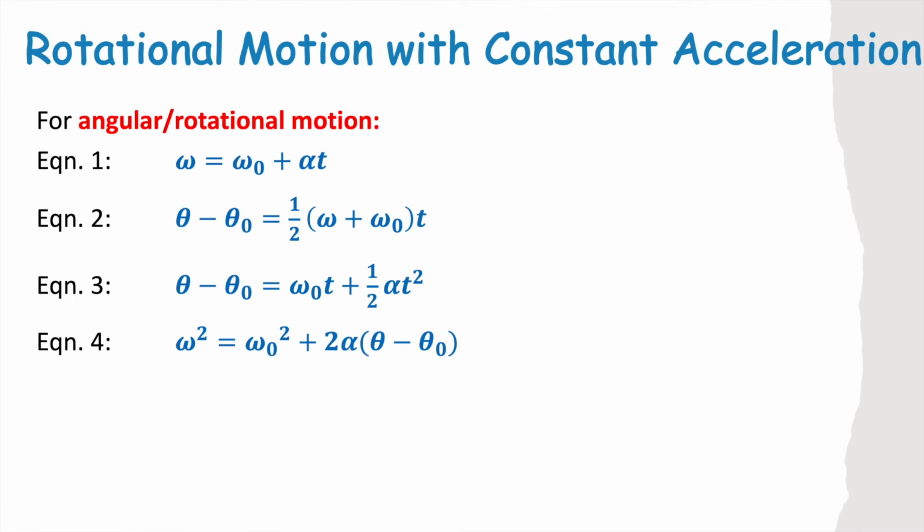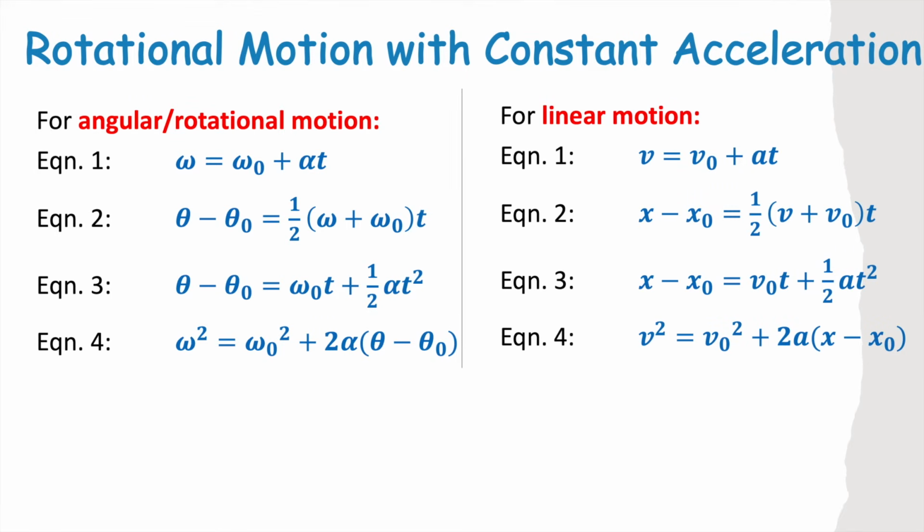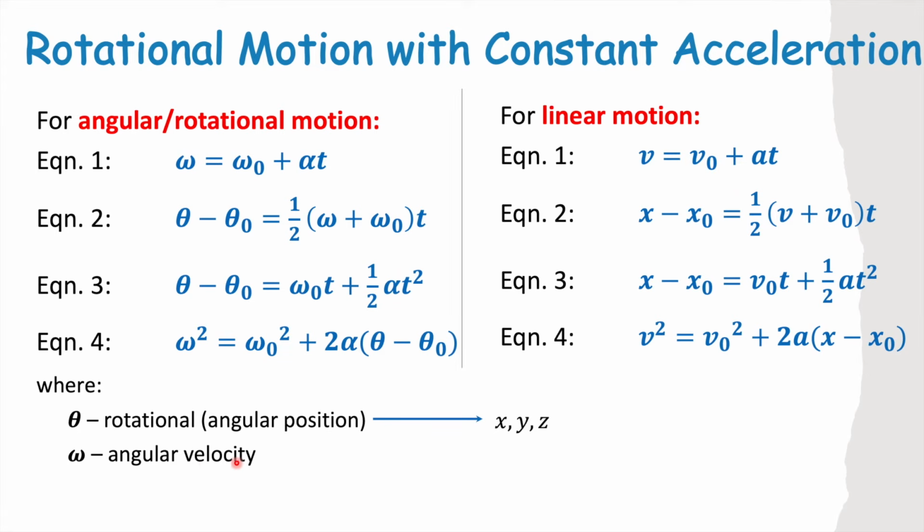From these four variables, theta, omega, alpha, and time, arise the four kinematic equations of angular or rotational motion. This really looks familiar since this is similar to linear motion, wherein we can observe that theta is the rotational analog for x, y, and z. The omega, or the angular velocity, is the rotational equivalent for v, the linear velocity. And the angular acceleration is the rotational equivalent for the acceleration a.